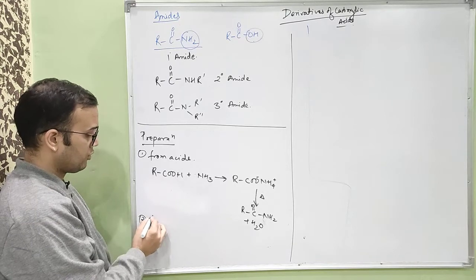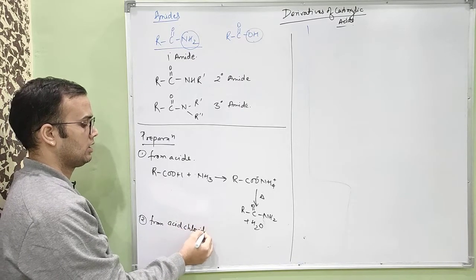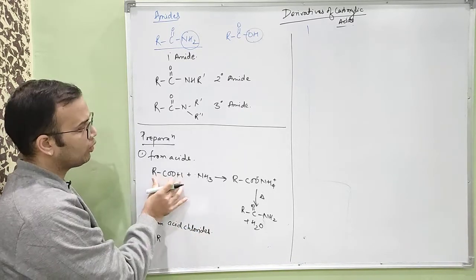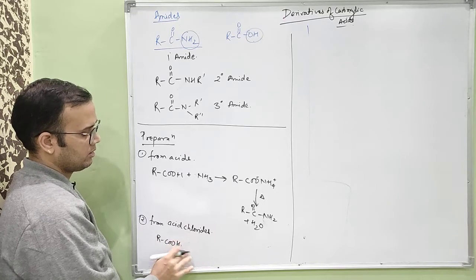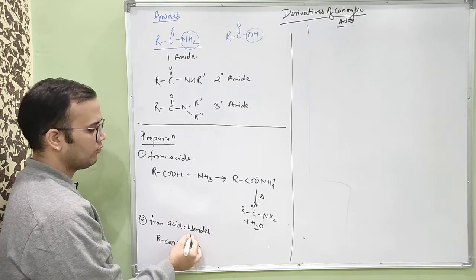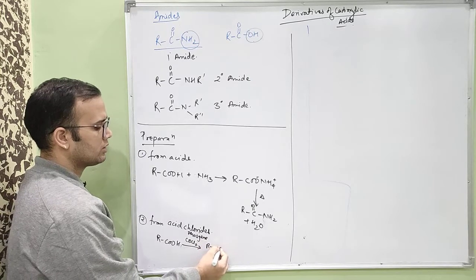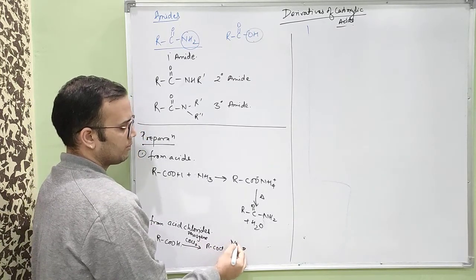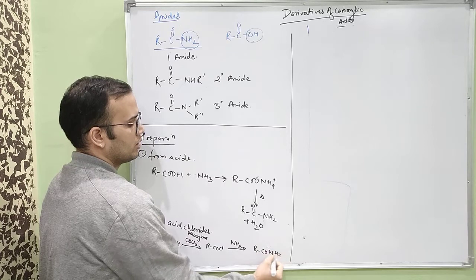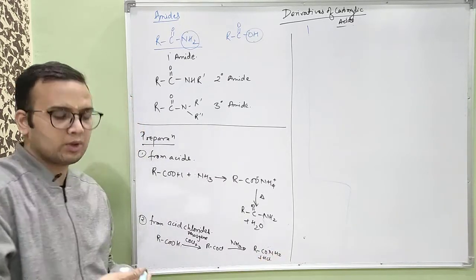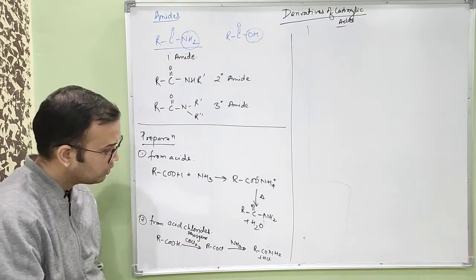Second is from acid chlorides. If you want to create acid chlorides, you can also do it like this. You could have done it directly, but I just want to tell you something. This is called phosgene. With phosgene, you can actually create RCOCl, and from there, if you treat it with NH3, you will get RCONH2 plus HCl. There might be 2 moles of this required. Anyhow, so this is what you have.